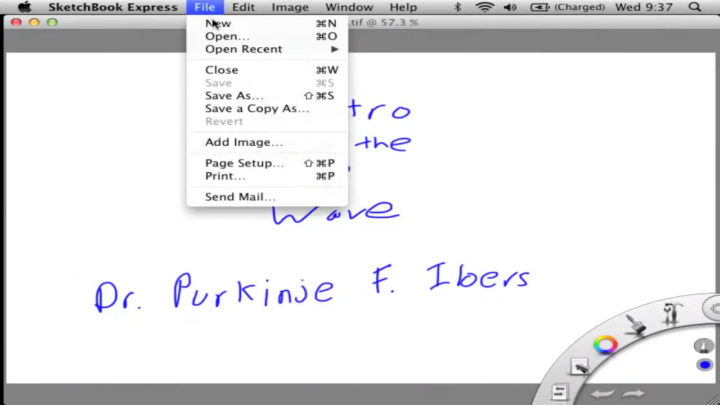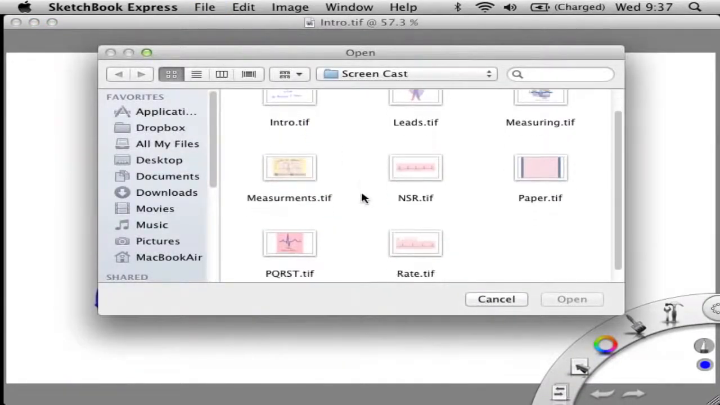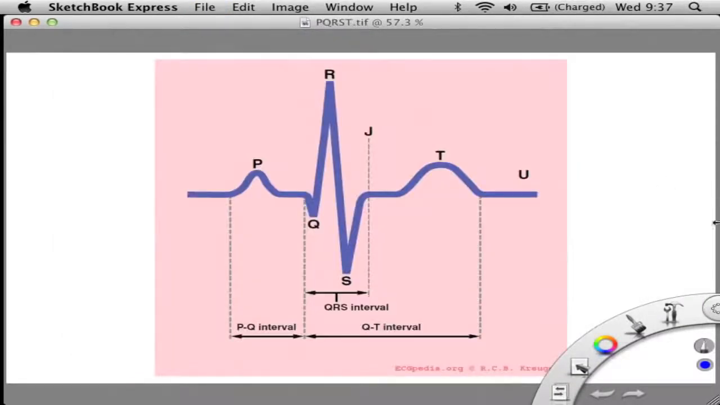All right. So literally what we're going to do is we're going to go through what the waveforms are. We're going to show you what all the waves are, and then we're going to start labeling some stuff, and then we're going to start measuring stuff, and we'll go from there. So let's start out with this. This is a complex. This is a P wave, a QRS complex, a T wave.